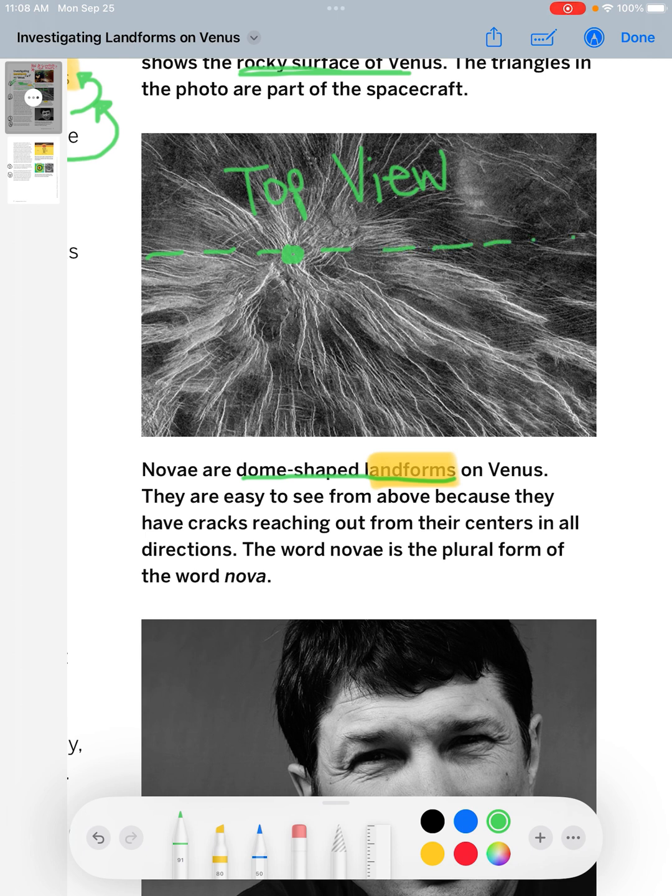Now, if I were to cut this in half and be able to look at it from the side, it says it's dome-shaped. So I'm going to make a prediction and say it kind of looks like this. Here's the center, and I've got these cracks coming out from it. And that helps me imagine that this is a landform. Remember, a landform is a feature on the geosphere of a rocky planet. So this really helps me understand this is like a hill, it's a dome.